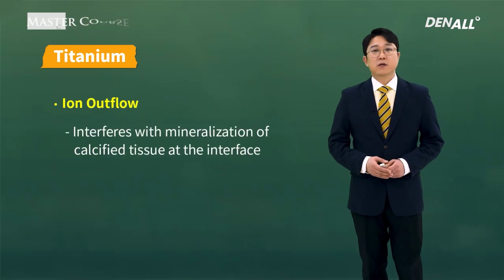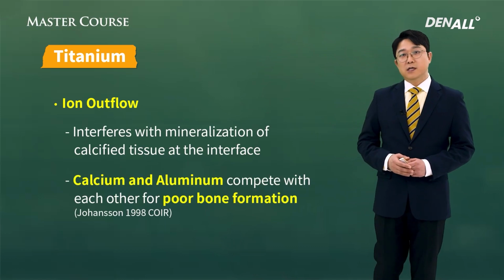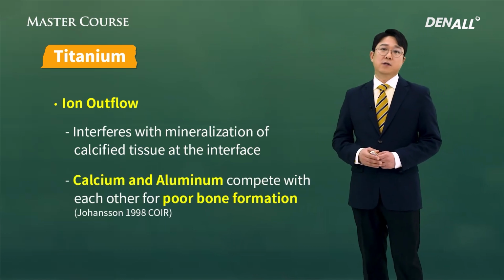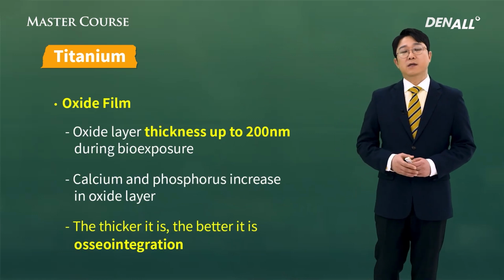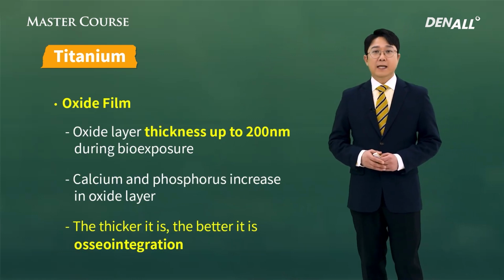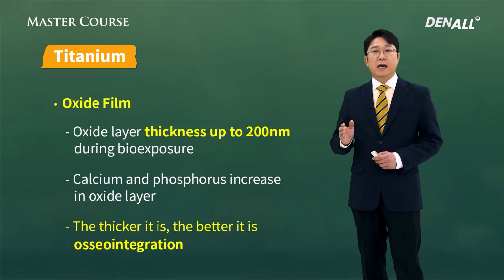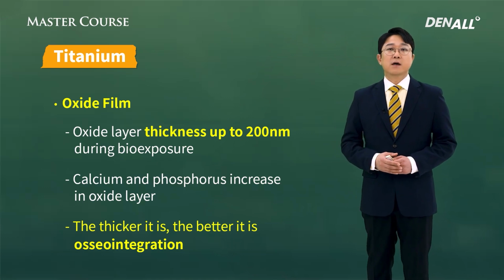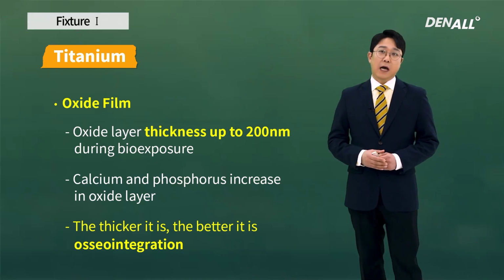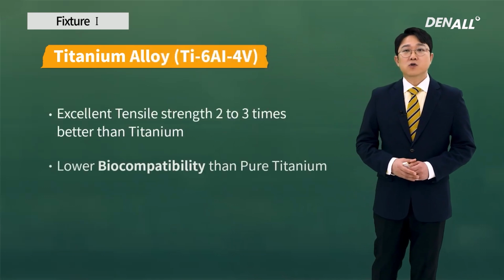Titanium is a metal, so ions can come out that can work very adversely in a living body, but titanium in the body forms a stabilized oxide layer. Its thickness is about 200 nanometers. The oxide layer enables osseointegration, so titanium can be used as a safe material for implants.